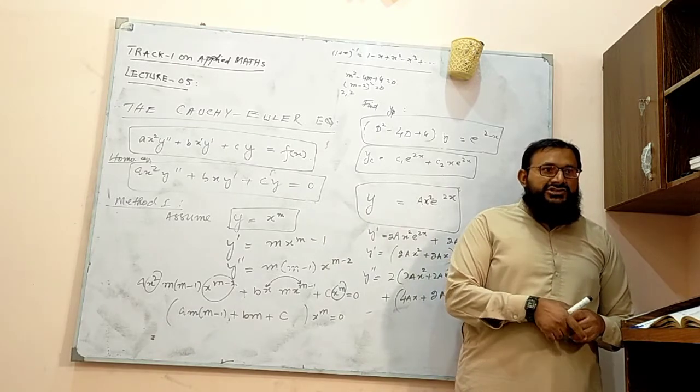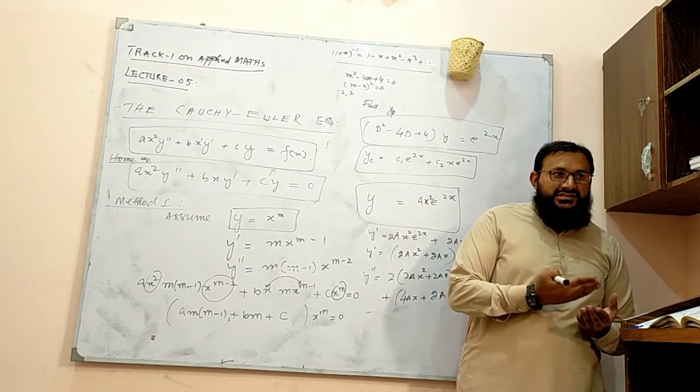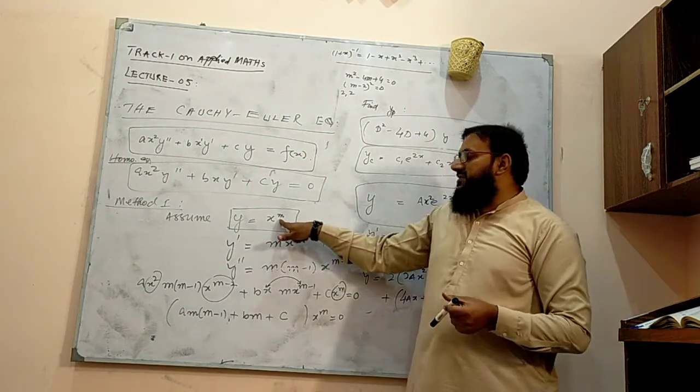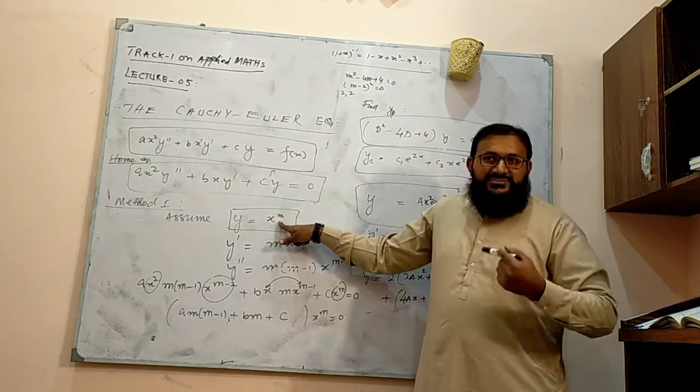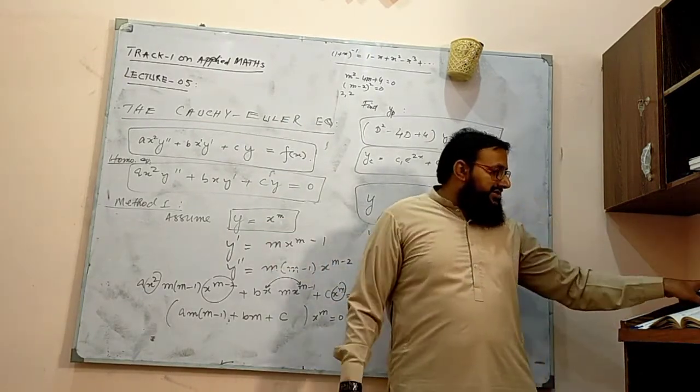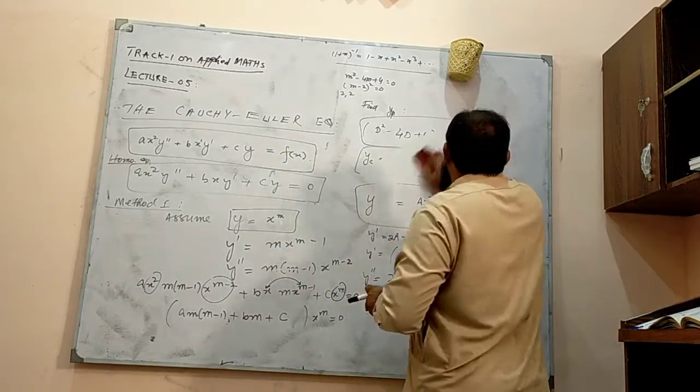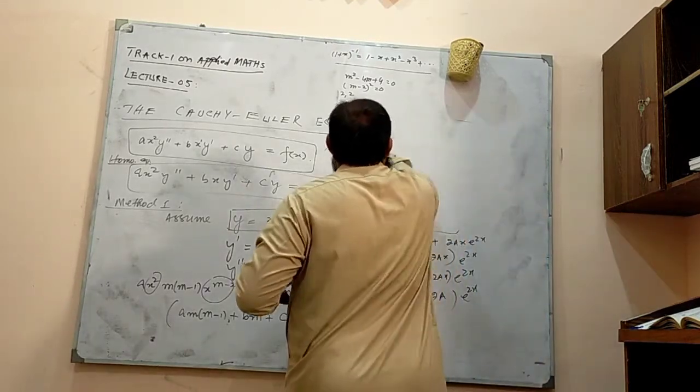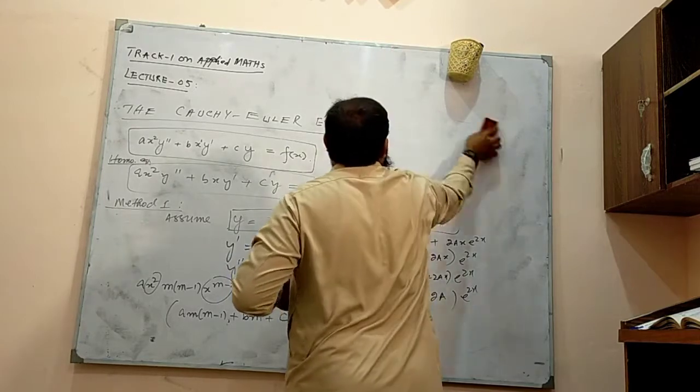Again, you will assume there are different cases in the roots, and your solution would be x power m1, x power m2, or whatever. So let's see what happens. I'm not going to solve any example, but I'm going to give you the bigger picture that you can solve it in this way.